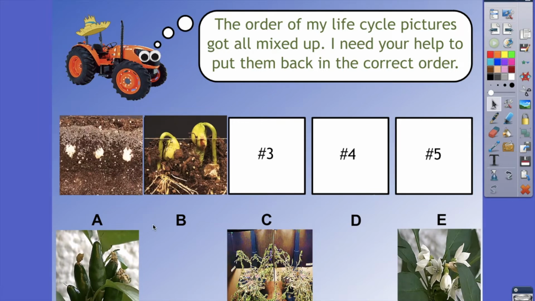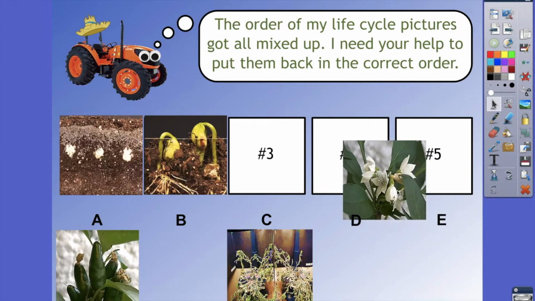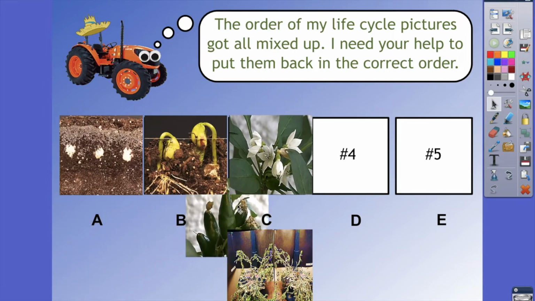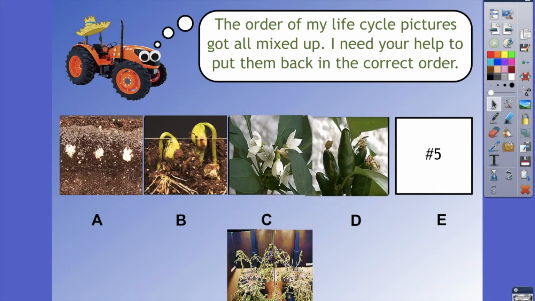Our next stage is reproduction. We have 2 pictures which represent this stage. The first are our flowers, and the next are our fruit. Here the peppers have grown from where the flowers used to be. Take a look at the very top of the peppers. You can see the old wilted flowers.